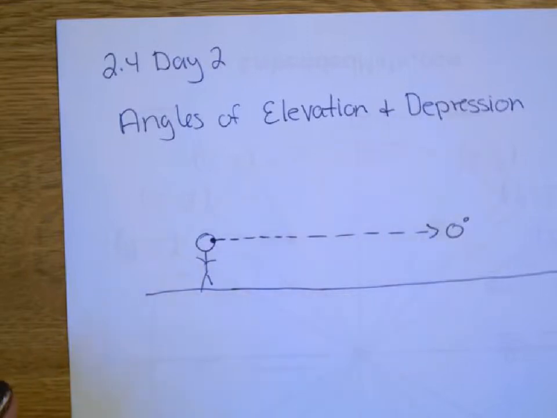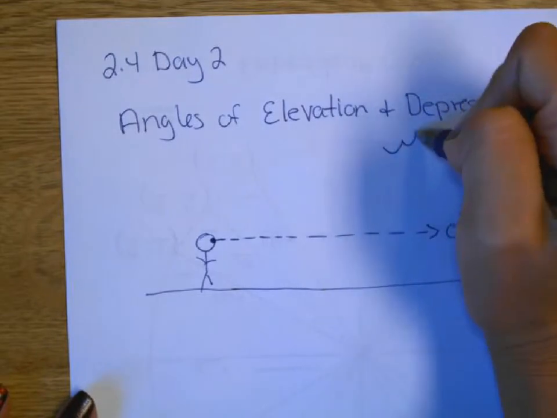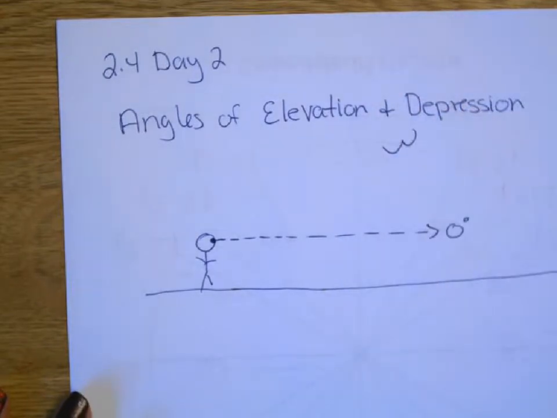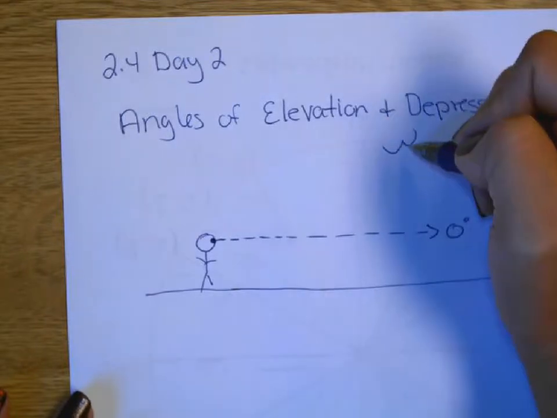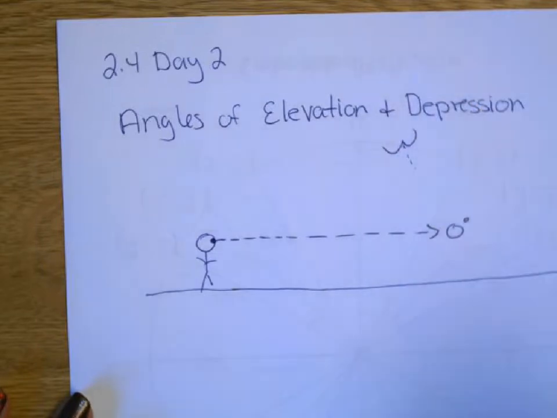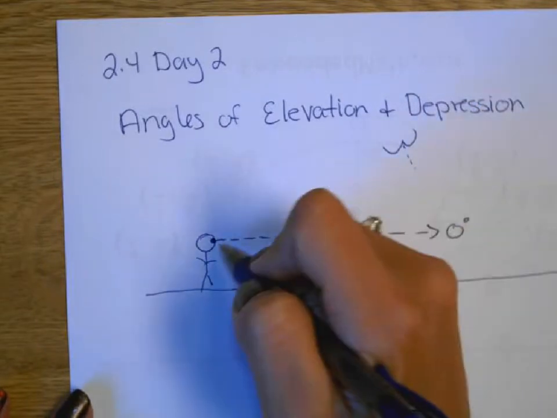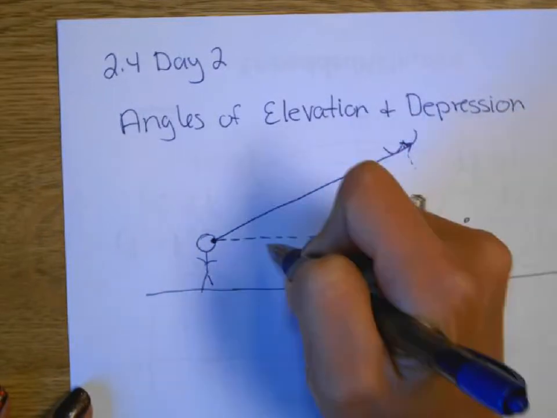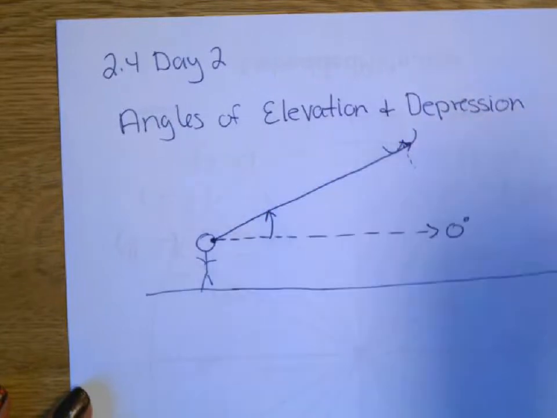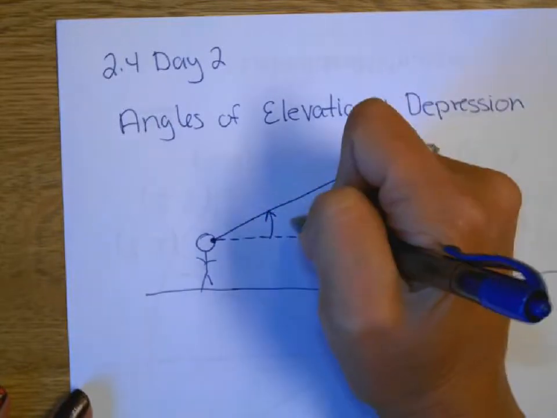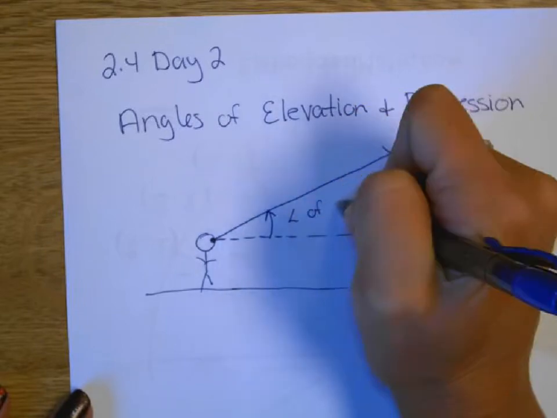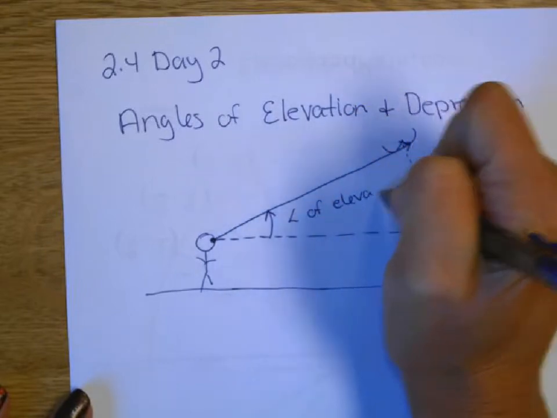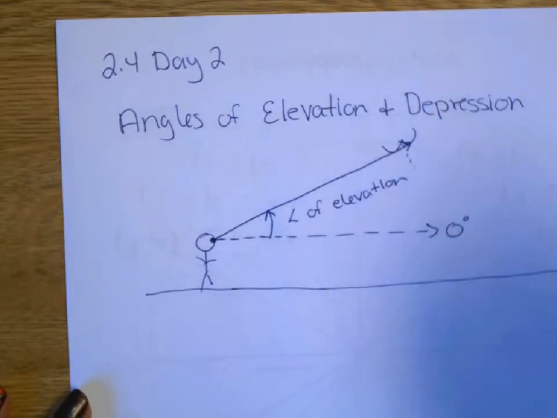So if I look up at something, a beautiful bird in the sky. Oh, it's falling then. Duck season. It's on its way down. If I look up, the amount I look up from that horizontal line is my angle of elevation. I didn't think it looked right. They go this way? Okay.